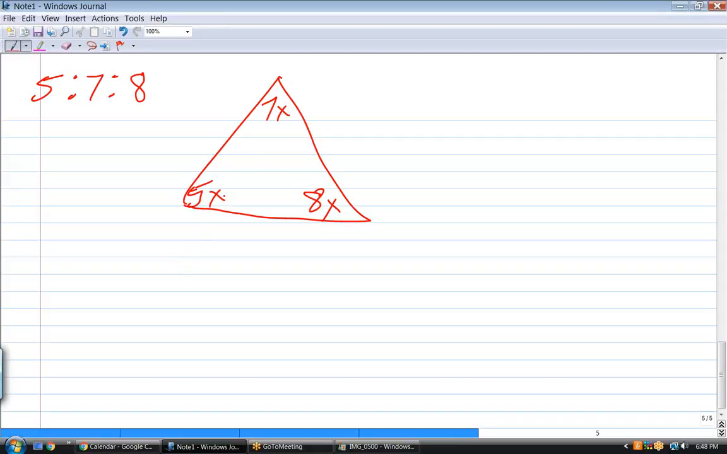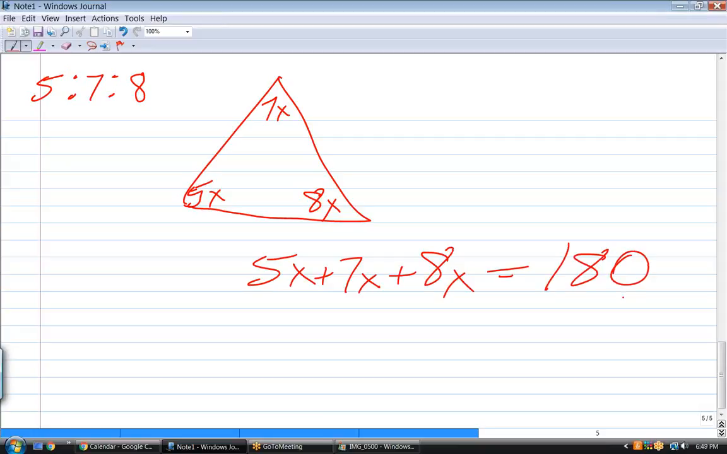All three angles have to add to 180. What equation comes out of that? You could have 5x plus 7x plus 8x equals 180. That's it. With geometry, always be looking to write an equation. That's the way you virtually are going to solve every single geometry problem: figure out how can I write an equation, and then it's just an algebra problem.